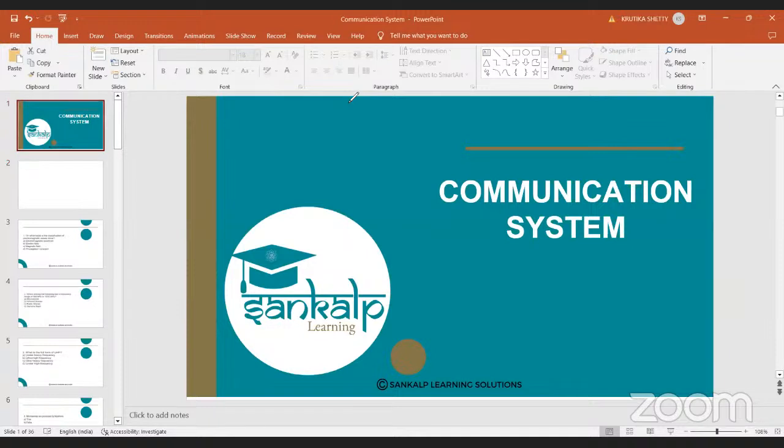So here the first one is the ground wave. The ground wave is also called the surface wave. These are the radio waves which transmit from the transmitting antenna to the receiving antenna after reflection from the surface of the earth. Then next we have the sky waves.